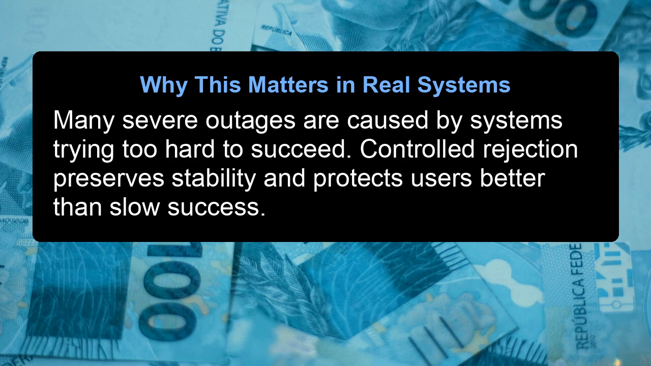Why this matters in real systems. Many severe outages are caused by systems trying too hard to succeed. Controlled rejection preserves stability and protects users better than slow success.